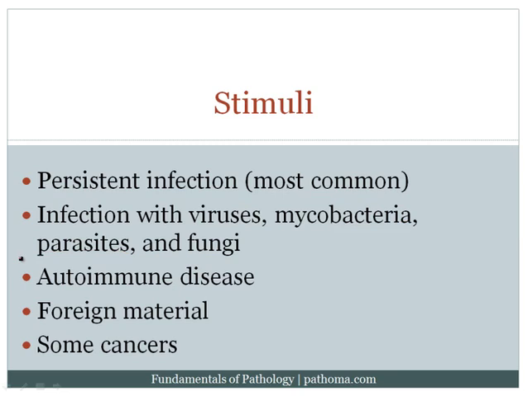Another example would be autoimmune disease. So patients with autoimmune disease get abnormal chronic inflammation. Foreign material can result in chronic inflammation, and so can some cancers. One of the major mechanisms by which cancers are attacked and destroyed is via a chronic inflammatory state. And we'll talk more about cancers and inflammation when we discuss your chapter on neoplasia.